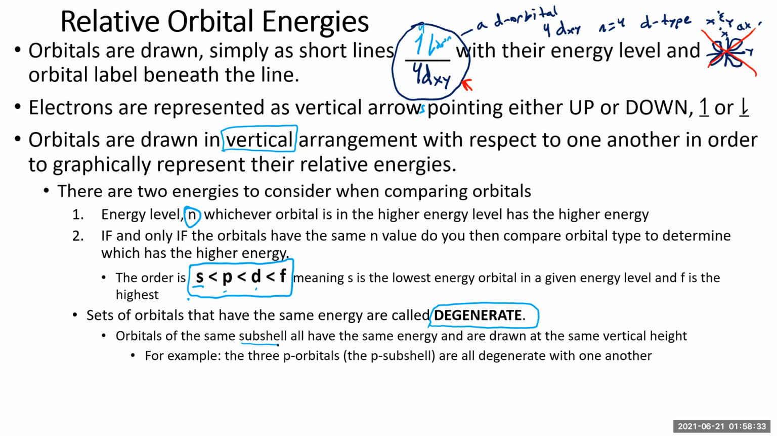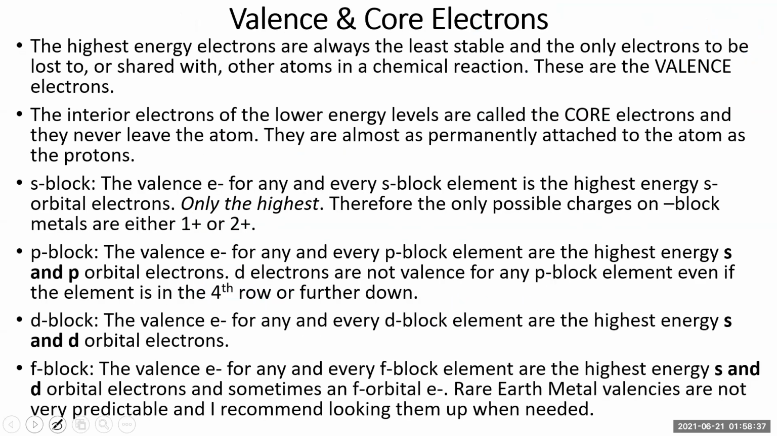But I'm just laying the groundwork right now. When we do the examples, think back to this and even go back and read all this stuff again and redo the examples on your own, and you'll see how every one of these things applies to what we're going to do when we actually draw the orbital energy diagrams. I promise you we're getting there. Valence and core electrons.